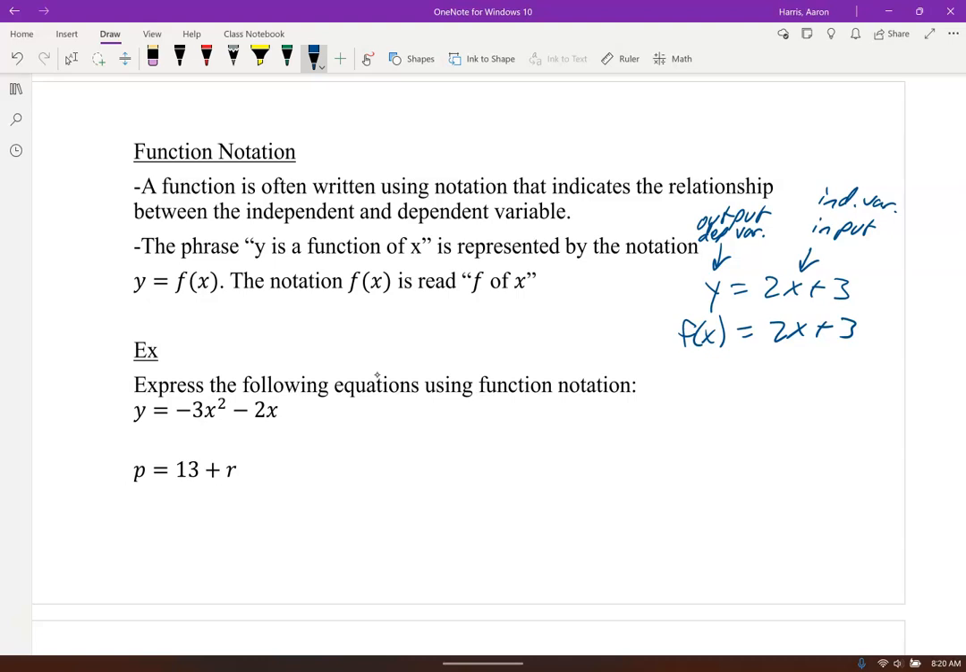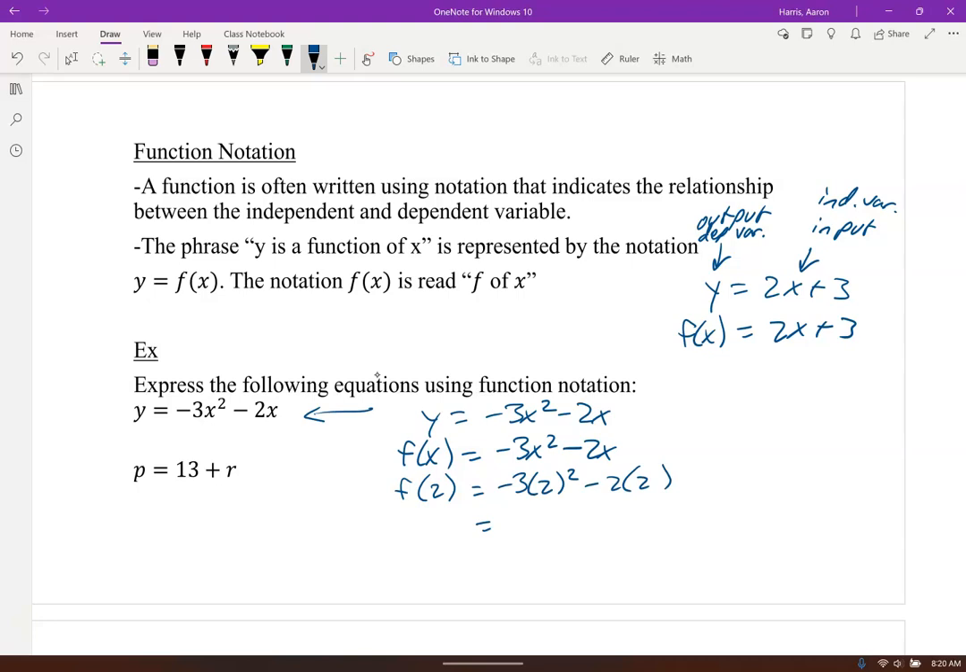And that's your function notation. So for example, on this first one here, you have y equals negative 3x squared minus 2x. If you put this into function notation, you could write this as f of x equals negative 3x squared minus 2x. And then you could find different values for that. For example, you could find f of 2. That's saying put 2 in for x and find the functional value, find the y value.